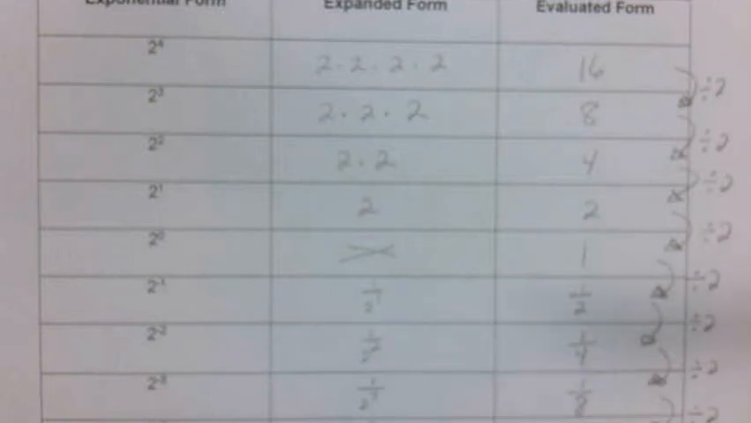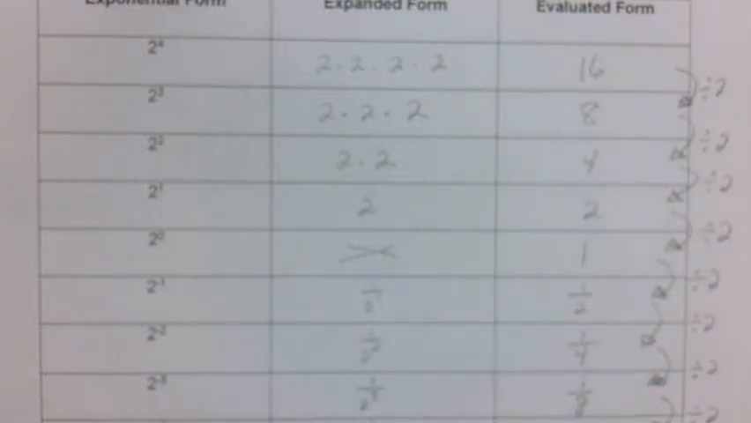Okay, so when we have these negative exponents here, we're really going to get into the idea of taking the reciprocal. 2 to the negative first is the reciprocal of 2 to the first. 2 to the negative second is the reciprocal of 2 to the second, and so on.